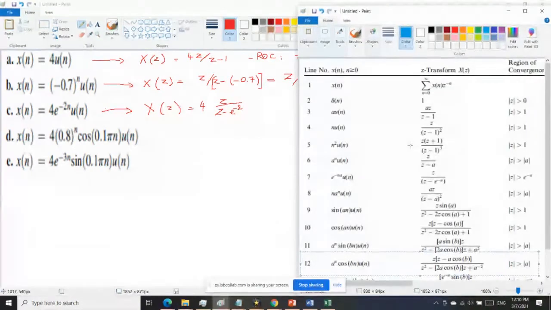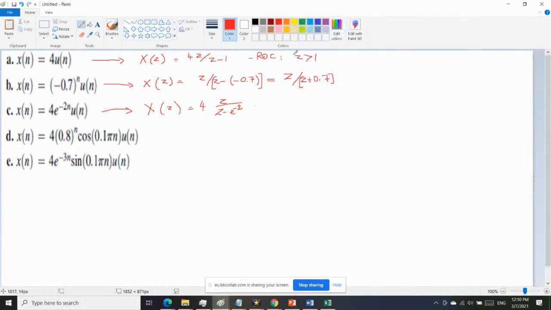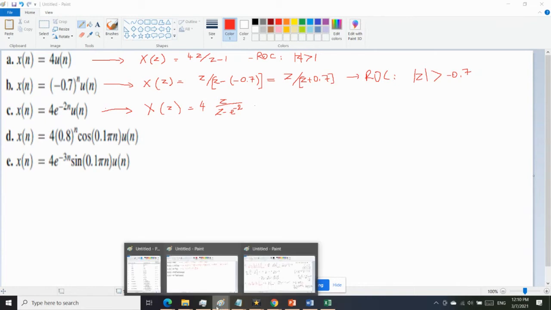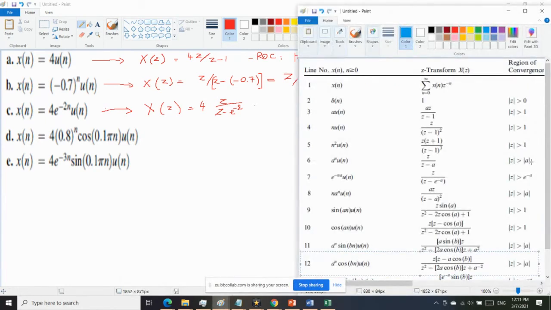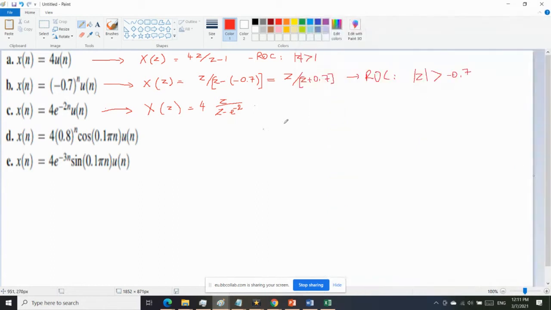For the second one, it was rule number 6. The ROC is that the absolute value of Z is greater than the absolute value of A, which is minus 0.7. The absolute value of A will become plus.